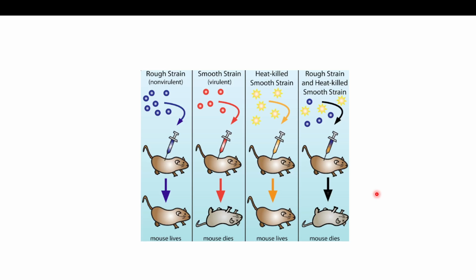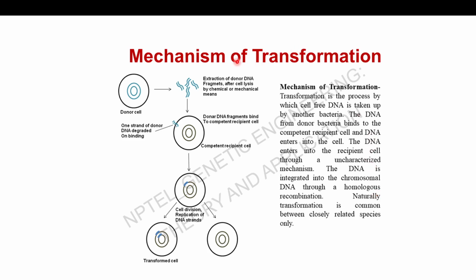In this case, something is getting transformed from the heat-killed S strain into the R strain cells. All right. Now let's talk about the mechanism of transformation. Transformation is basically the process by which cell-free DNA, which has been isolated, suppose from the donor cell, is taken up by another cell. Not necessarily bacteria. It can be some other organism also, some yeast cell. It can be plant cells also.